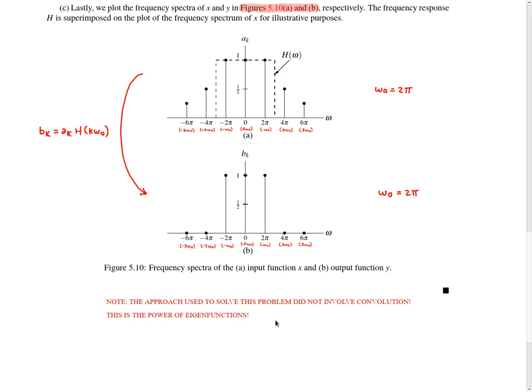And then lastly, one final observation about this example. Notice that nowhere in our solution did we use convolution. And the reason we didn't need to use convolution is we were using eigenfunctions and exploiting the properties of eigenfunctions of LTI systems in order to solve this problem in a way which didn't involve convolution. So again, this example helps to illustrate the power of eigenfunctions.